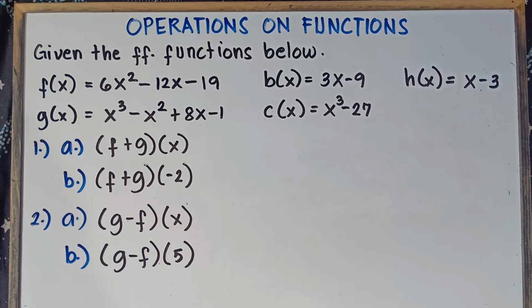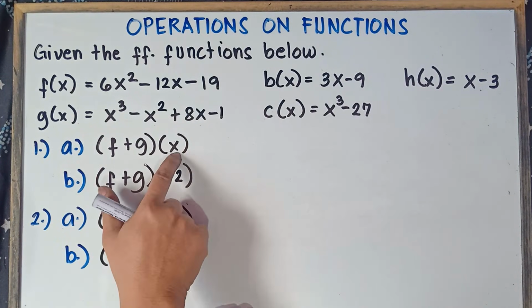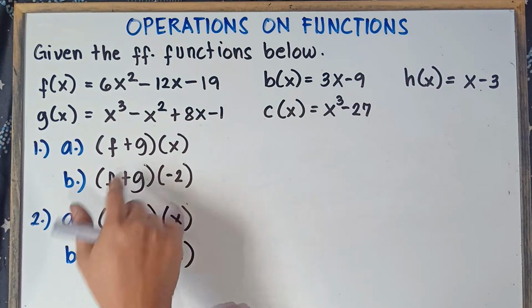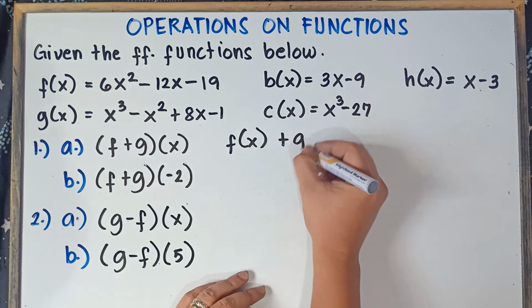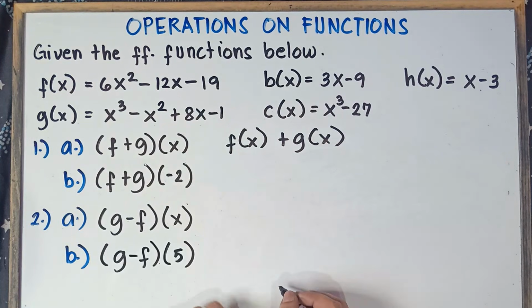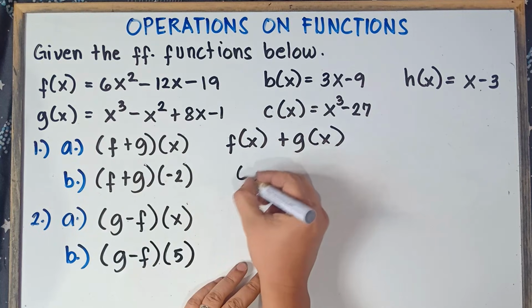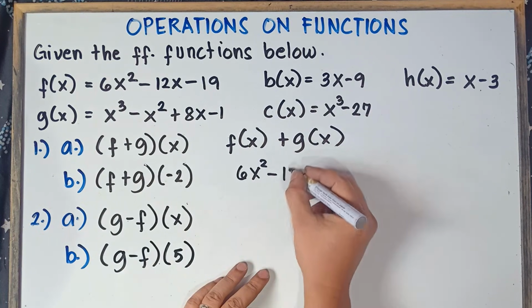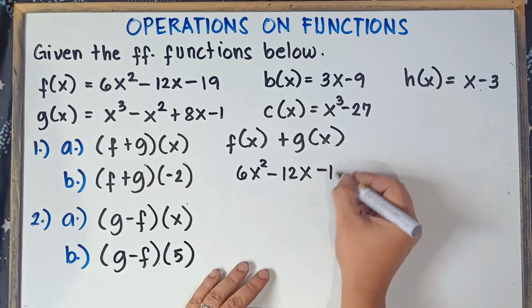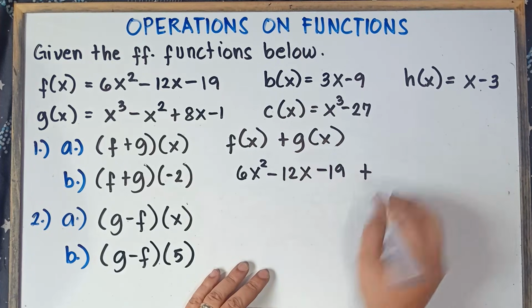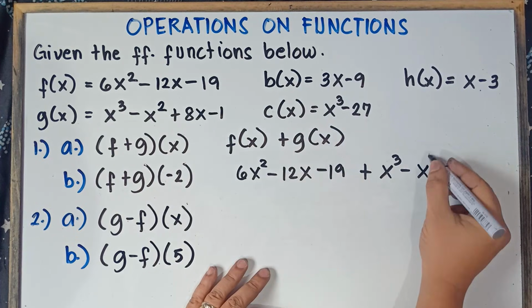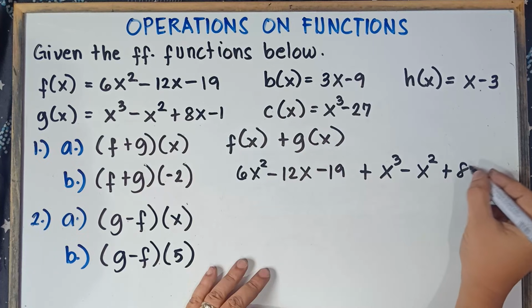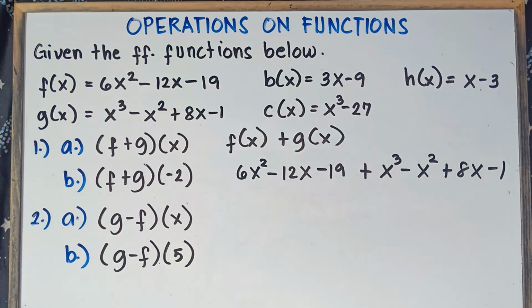Alright, so let's start with example number 1. Our given for letter A, f of x plus g of x, we are told to add f of x and g of x. So our given f of x, that would be 6x squared minus 12x minus 19, copy, plus sign, plus our given g of x, that would be x cubed minus x squared plus 8x minus 1.